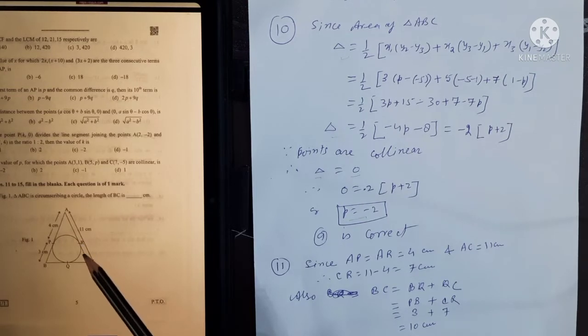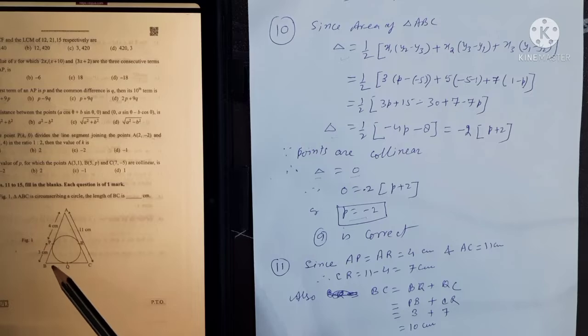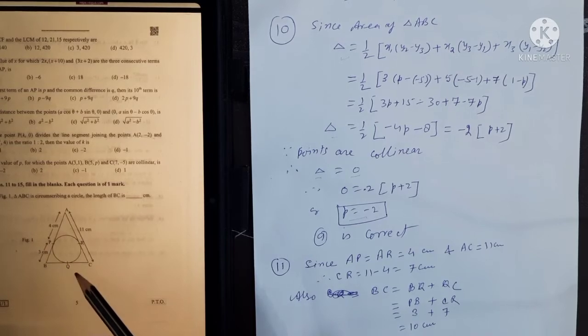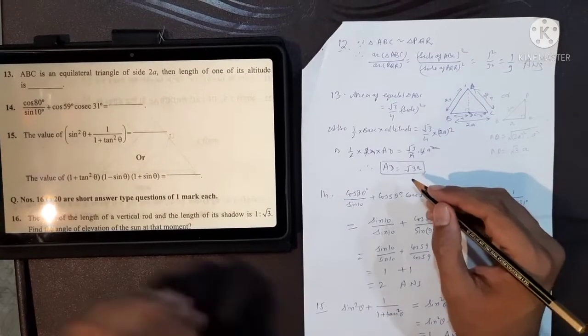Since RC is 7 centimeter, QC will itself be 7 centimeter and BQ will be 3 centimeter. So 3 plus 7 becomes 10. So 10 centimeter is the answer for question number 11. We move on to question number 12.